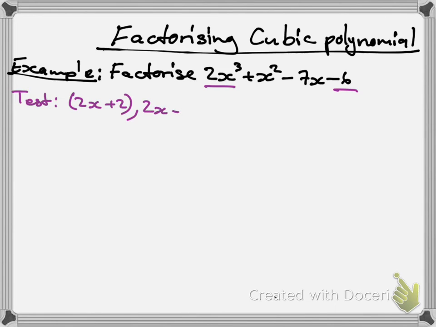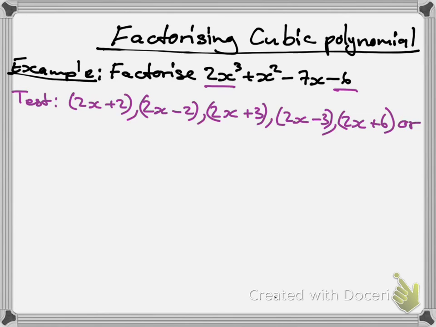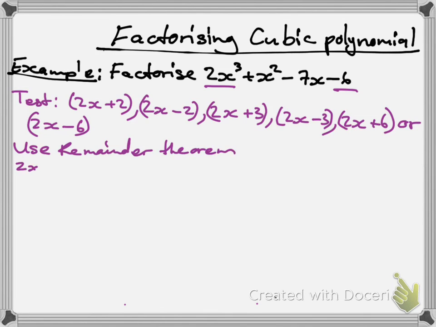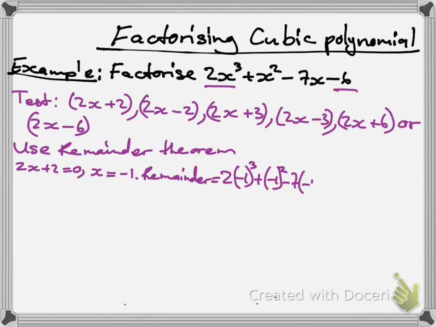I can use 2x plus 2, I can use 2x minus 2, I can use 2x plus 3, I can use 2x minus 3, I can use 2x plus 6, 2x minus 6, and so forth. The number is endless, so I can test those ones. Using the remainder theorem, I can check which one is a factor. So I choose the first one, 2x plus 2. I solve for x, substitute the value into the polynomial, and I see that it gives me 0, so I don't have to go further. Using the factor theorem, this tells me that 2x plus 2 is a factor.